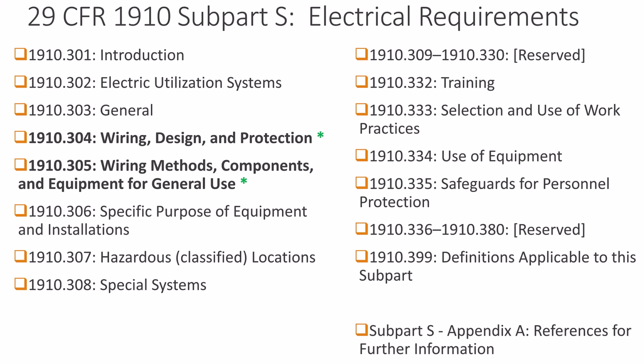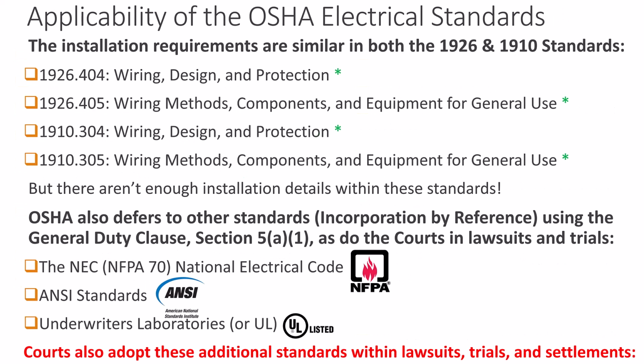So this whole range runs from 1910 301 to 399, and then there's a subpart appendix dealing with electrical tables and charts and such. But the thing I'm pointing out here about these wiring design and protection and wiring methods and components sections is that there's not enough information in these sections. I've got them listed here up at the top in those 4 bullets. Again, there's not enough information, not enough detail within these standards for you to wire up a building of any kind. So OSHA defers to other standards, what they call incorporation by reference, like you see here in the boldface down lower in the page.